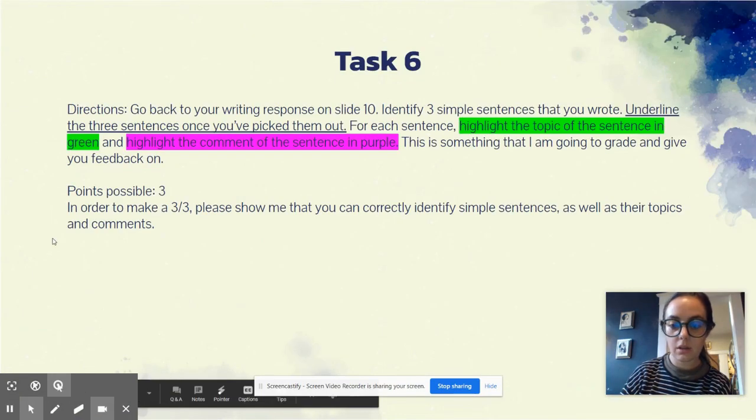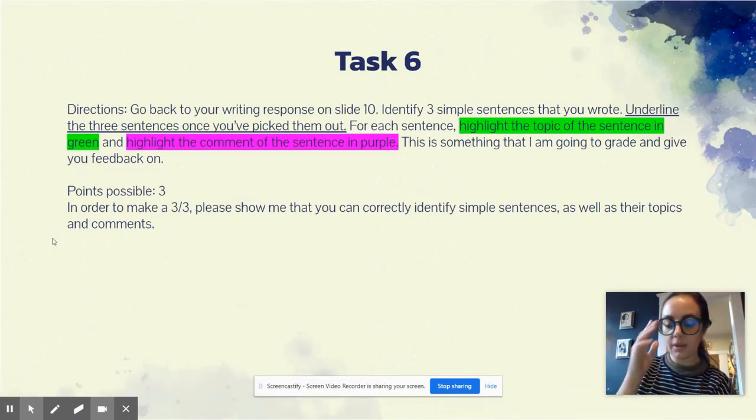Okay, so by now you have taken your notes. You have answered those questions using your notes. You have done your writing prompt. So what I want you to do is go back to your writing response that is on the previous slide, slide 10. I want you to identify 3 simple sentences that you wrote and underline them. Okay, so underline the 3 sentences once you've picked them out.